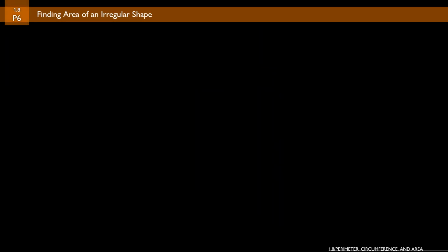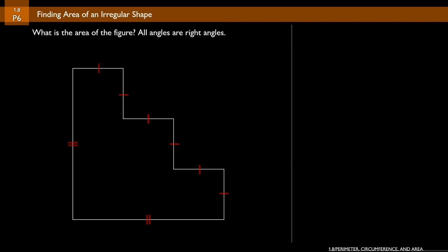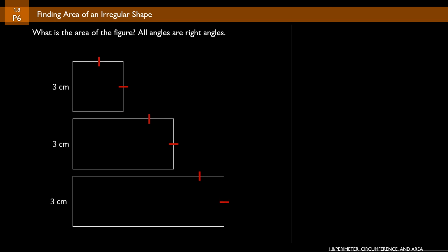Problem number 6 is going to be the last problem that we do in tools of geometry. What we're looking to do is find the area of an irregular shape. The directions are, what is the area of the figure? And it tells us that all angles are right angles. We're going to take this irregular shape and break it into 3 separate rectangles. You can see that you've got a square with 3 centimeter sides, a rectangle with sides of 3 and 6, and then a rectangle with sides of 3 and 9.